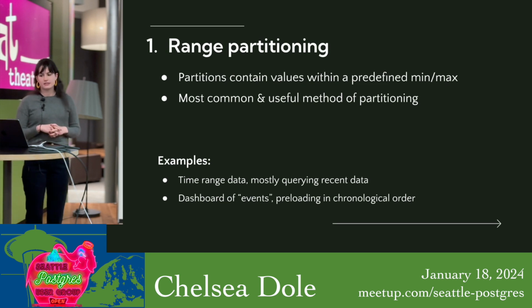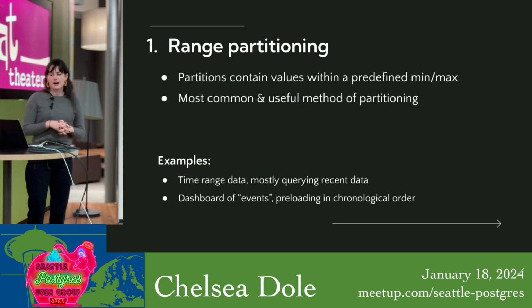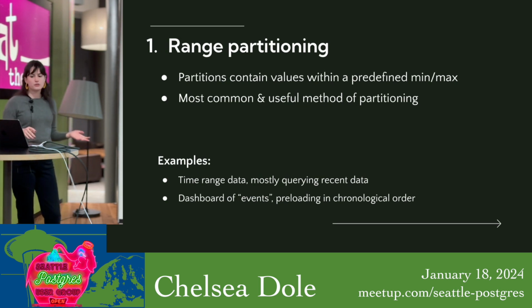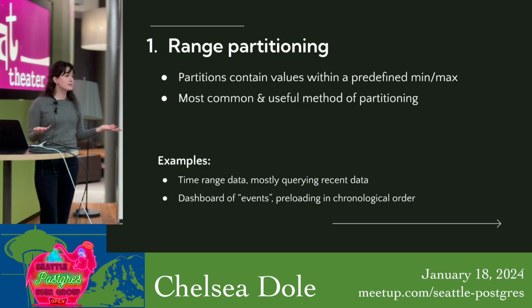Range partitioning is, in my opinion, probably the most useful method of partitioning in my personal experience. It's also one of the most common. So in range partitioning, partitions will include values with a predefined min and max. So for example, in this partition we have integers 1 to 10 of a required column, and then the next one is 11 to 20, etc. Examples of where range partitioning is frequently used would be time range data, especially if you only want to query or mostly query the most recent data. Something like a dashboard of events could be supported by this, where you want to preload in chronological order. Maybe you see your expenses and you always load the first page.